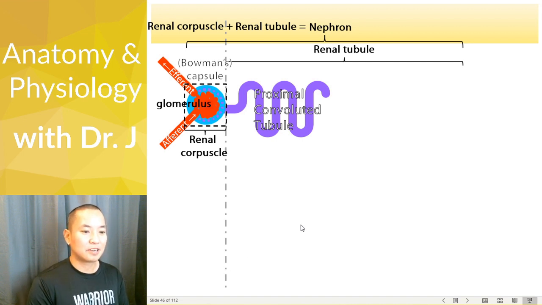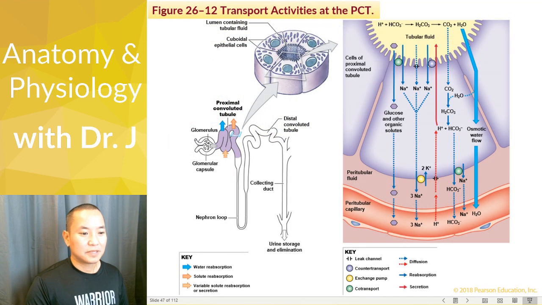First one is the proximal convoluted tubule right here. So what we have here is your book's example, and it's a good reference, but I don't think this is a really good image to study off from. Why? Because there's a lot going on here. So I'll give you the main points.